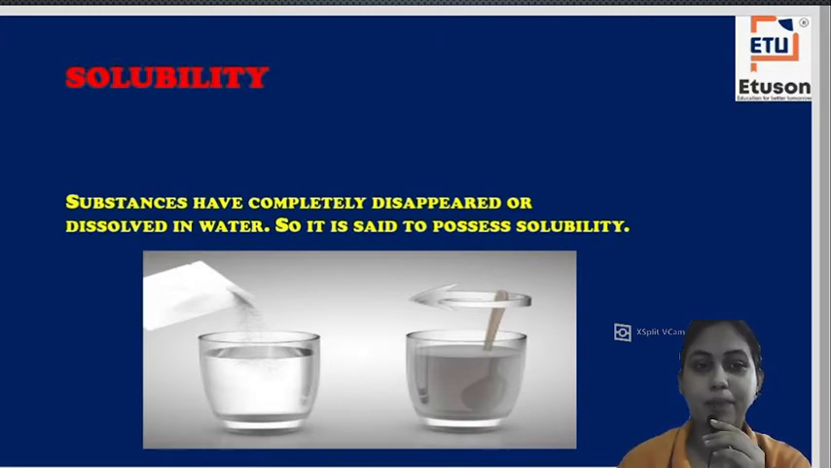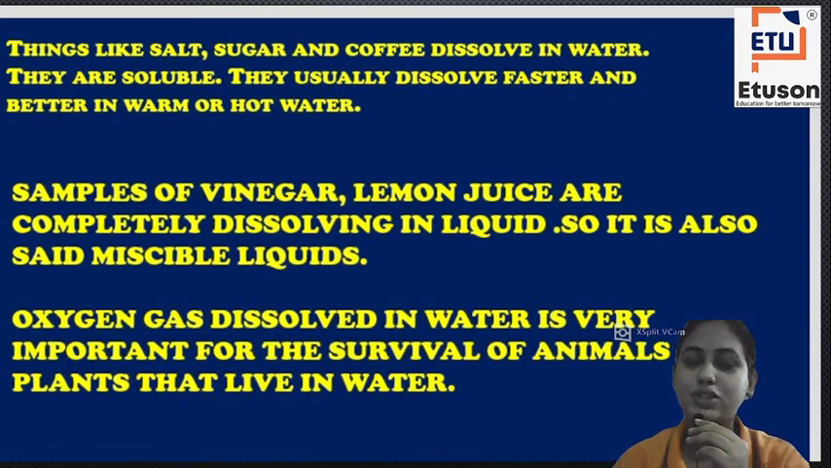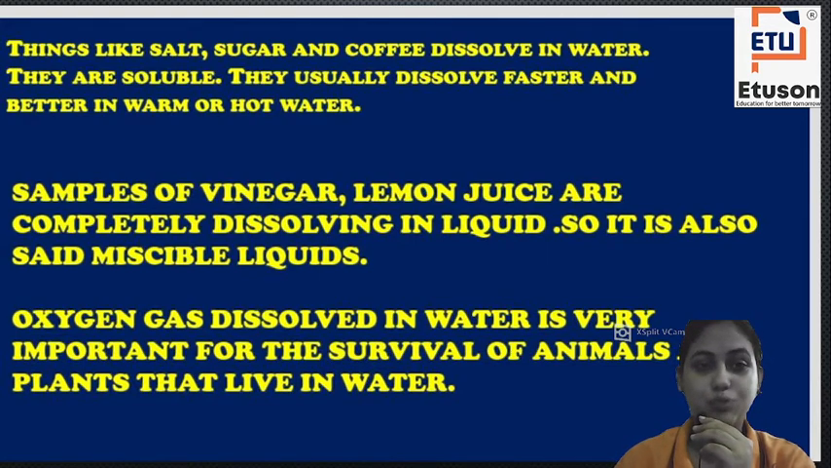Apart from this, there are some examples of solids, liquids and gases which are completely soluble. Things like salt, sugar and coffee dissolve in water. They are soluble. They usually dissolve faster and better in warm or hot water. In comparison, when we keep cold water, the rate of solubility decreases. With the increase of temperature, the rate of solubility also increases. So when temperature is added, that is, in warm or hot water, the rate of solubility increases.